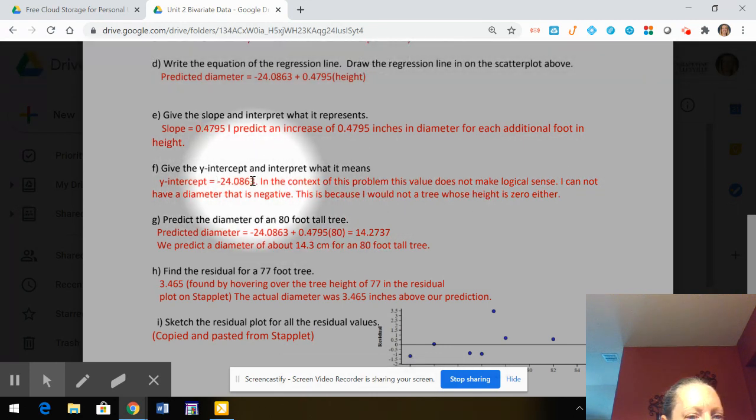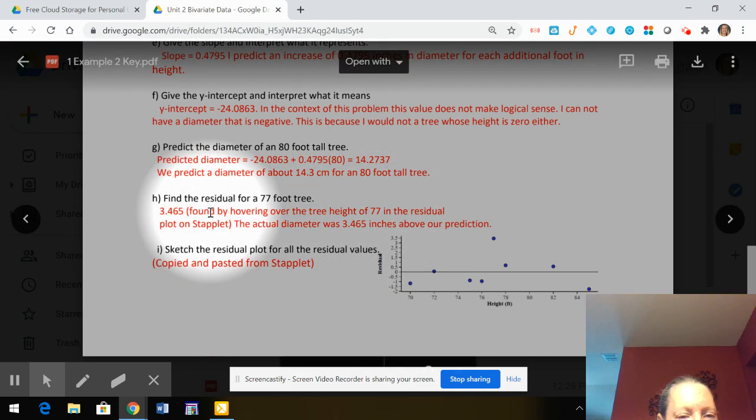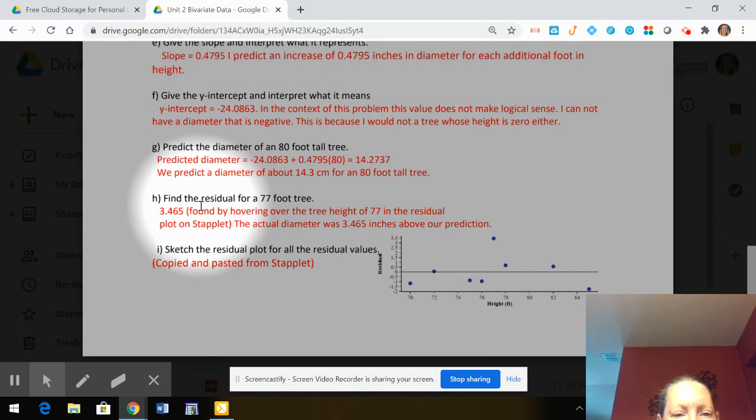It just happens. When we make a prediction, we're going to have to put 80 in there and run it through. For a tree that's 80 feet tall, we predict a diameter of about 14.3 centimeters. Remember, this is a model, so it doesn't fit the data perfectly. This is the model that best fits the data we have. I can find the residual again by hovering. It's positive this time, so that means that our actual value is a little above what we would predict.